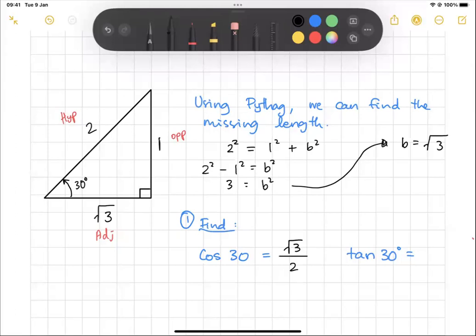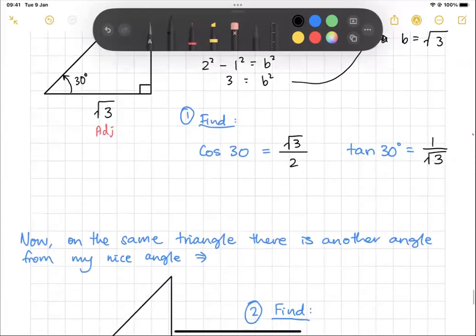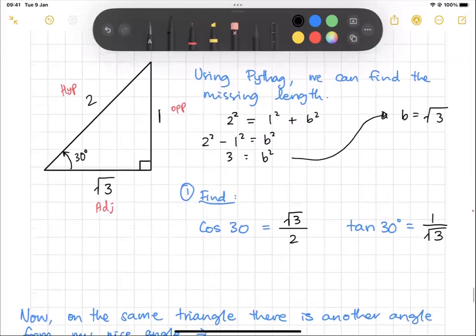Tan 30, let's use it. Tan using SOHCAHTOA is opposite over adjacent. So what's my opposite value? 1 over my adjacent value, which is square root of 3. Again, these are exact values, right? Exact values have something to do with square roots, right? That's what we call a special triangle.